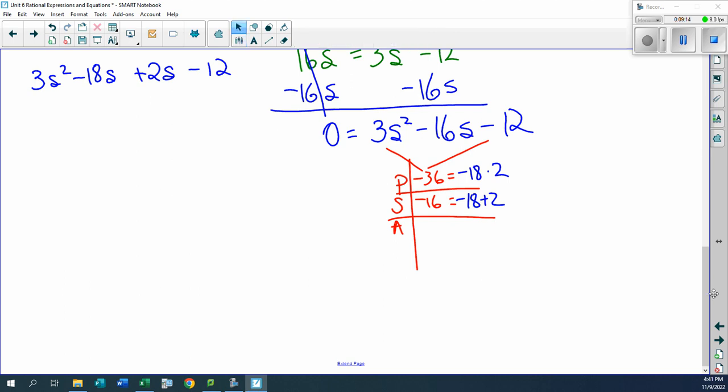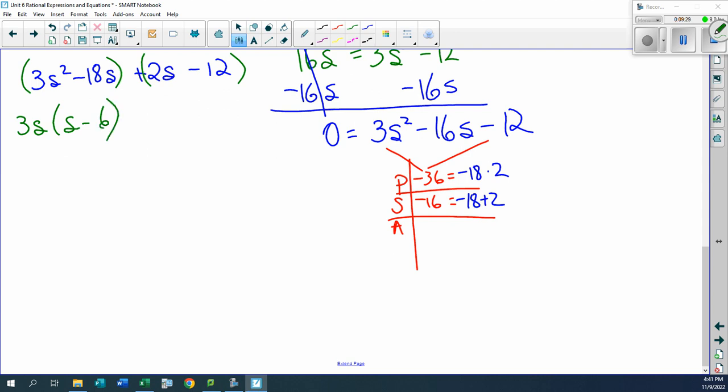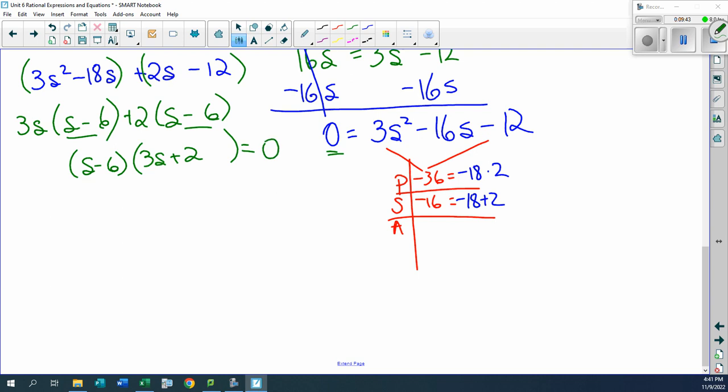Oh, everybody's favorite. Starts with G, rhymes with group factor. That's right, group factor it. Wow, you guys figured that one out. 3S, S minus, S minus, what is that? That's S minus 6, of course, okay? Take out a 2. That'll give you S minus 6, and lo and behold, they match. Yay, S minus 6. What's left? 3S plus 2. And remember, all of this is equal to our pal over here, 0.